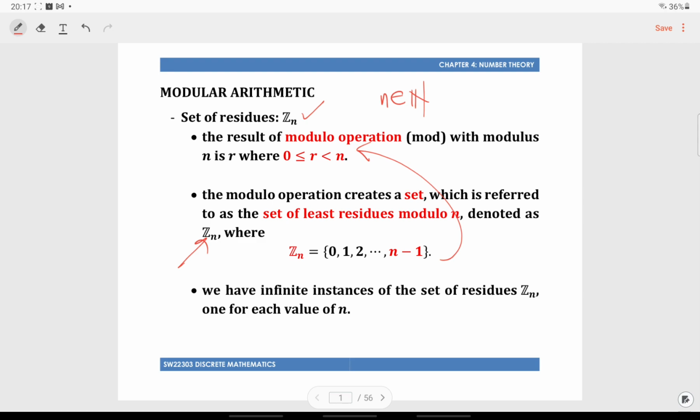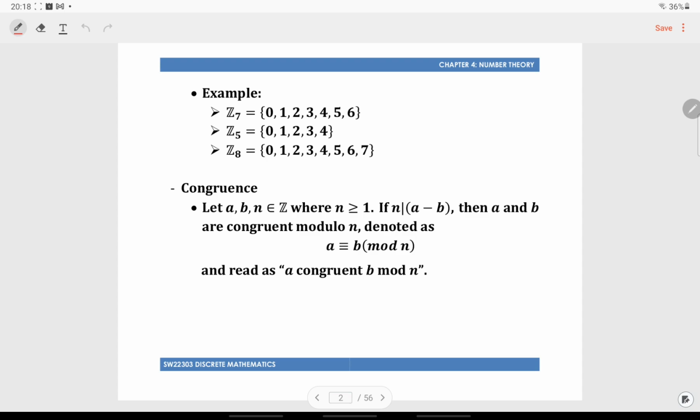So we have infinite instances of the set of residues. Why? Because the number n, which is a natural number, could be infinitely many. There are infinitely many candidates for n, so there are infinitely many sets of residues Zn, one for each value of n. I give you a few examples here. Z7 starts from 0 up to 7 minus 1, which is 6. Z5 equals 0 up to 4. And Z8 contains 0 up to 7.